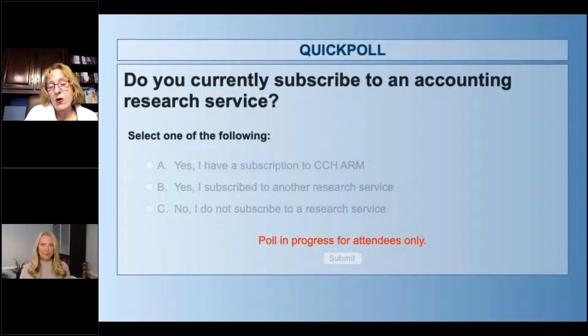And with that, I'm going to turn it over to Beth to go through CCH Research Manager, which I think, if you haven't seen it before, you'll find very beneficial for a lot of these issues.